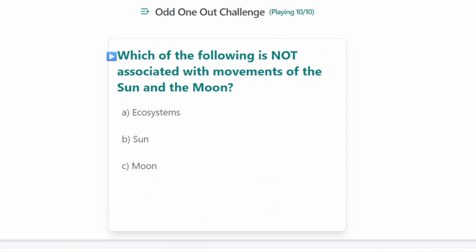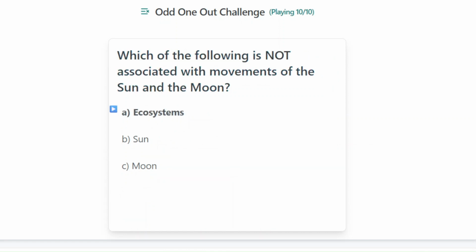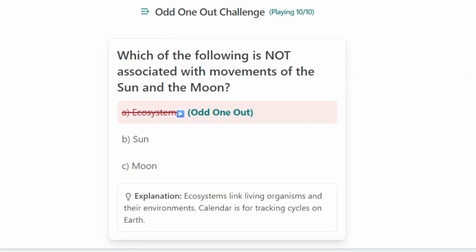Which of the following is not associated with movements of the sun and the moon? Ecosystems. Sun. Moon. The odd one out is ecosystems, because ecosystems link living organisms and their environments. Calendar is for tracking cycles on Earth.